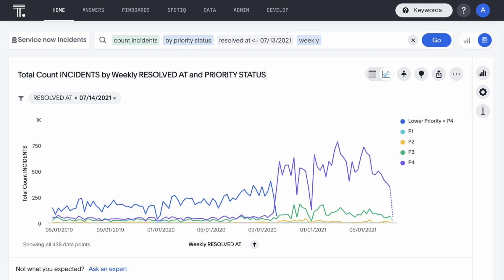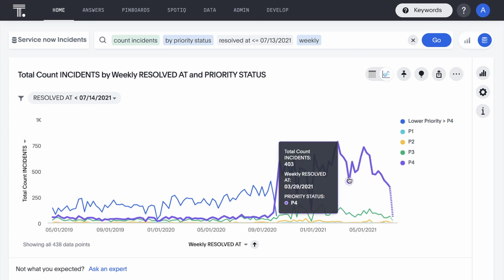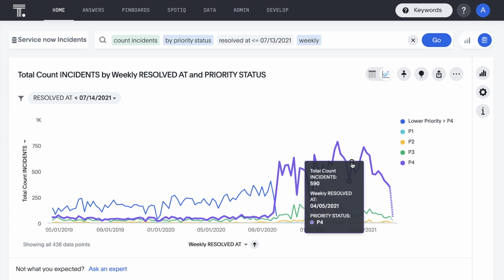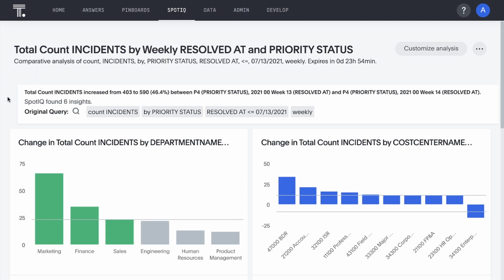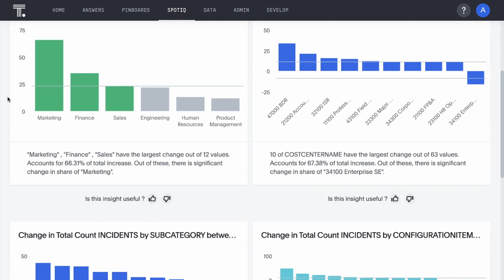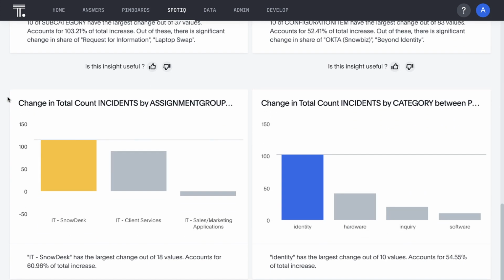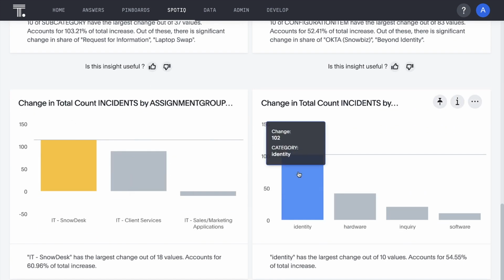What about the questions we didn't think to ask? ThoughtSpot's AI can auto-analyze our data. Let's see what the AI can uncover in the data behind this huge spike in P4 resolutions between late March and early April. In seconds, ThoughtSpot's AI leverages Snowflake's performance to analyze all the underlying data and returns a dashboard full of relevant insights about the 46% increase in resolved incidents. For example, the identity category had the largest increase, accounting for 55% of the spike.